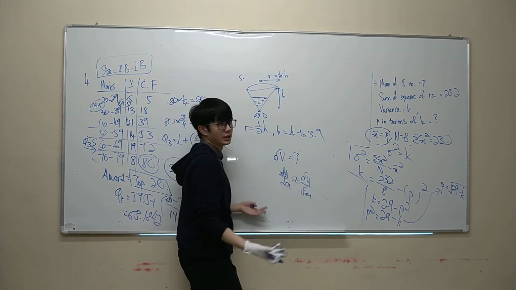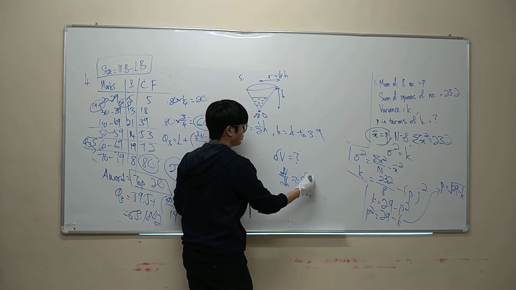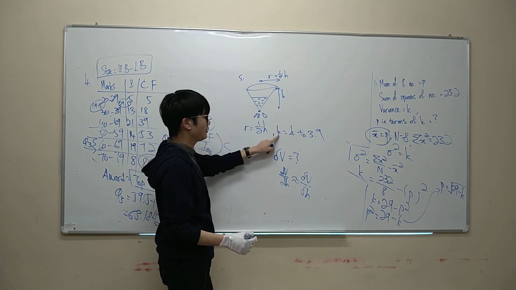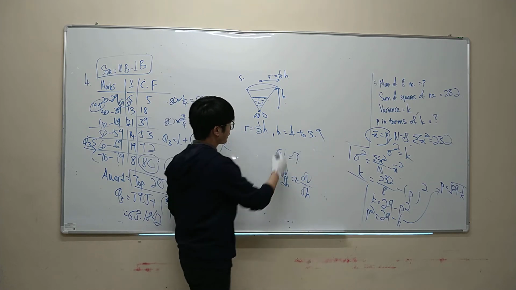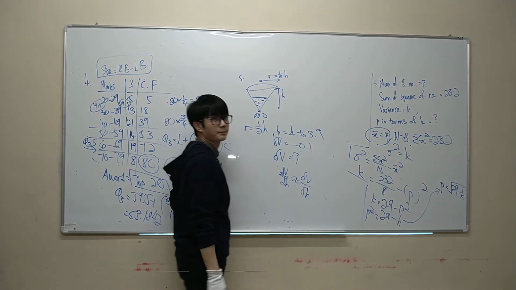But in this case, it will not be dy dx. It will be dV dh. Okay, dV dh equals to delta V over delta h. Okay, how I know it's delta V over delta h? Because look here, they give you 4 to 3.9. It means that you can find delta h from here. Take 3.9 minus 4, you get negative 0.1.